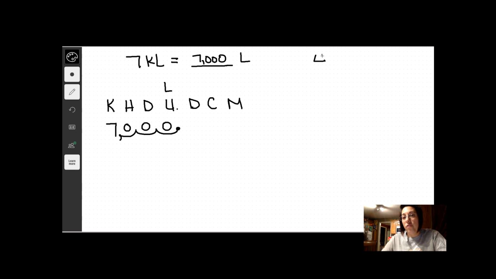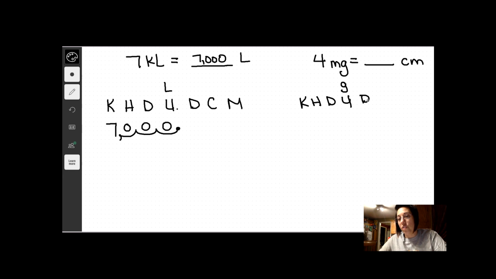If we had 4 milligrams, and we want to know how many centigrams that would be, we draw our chart in. King Henry died unusually. It's going to be grams this time. Drinking chocolate milk. We have 4 milligrams, so our decimal is here. We want to know how many centigrams. Centigrams is right here. So that would be 4 tenths centigrams.